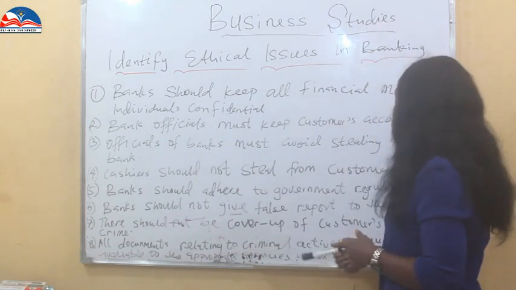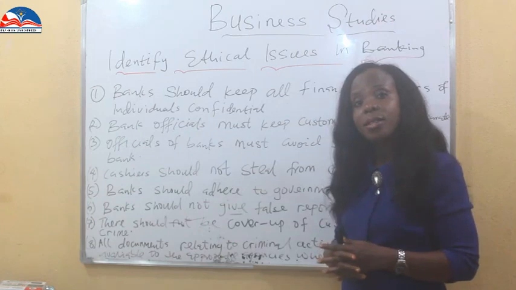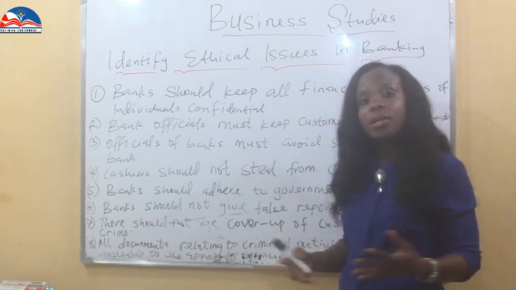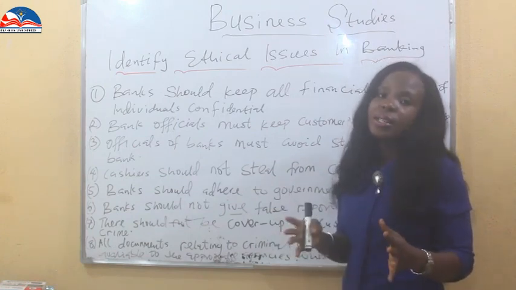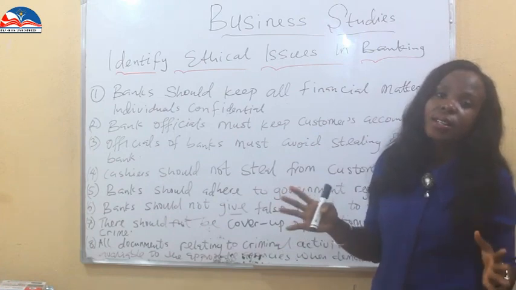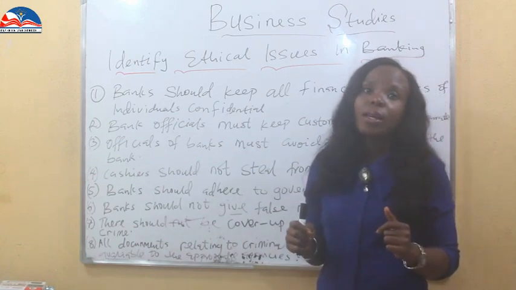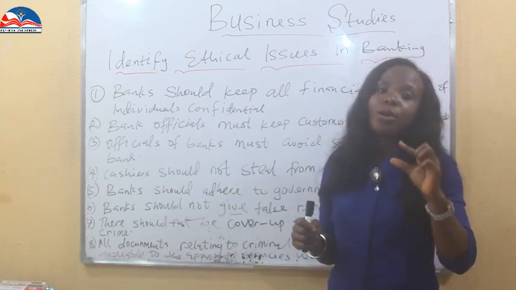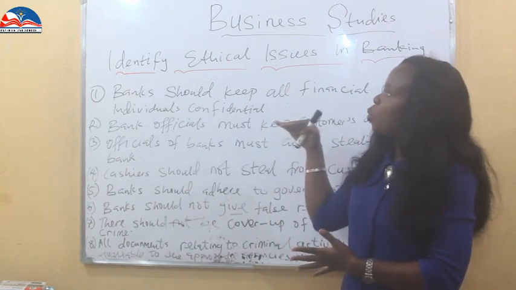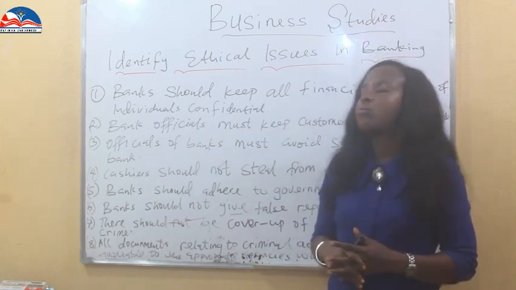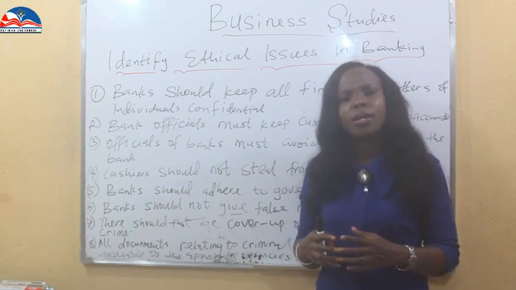All documents relating to criminal activity must be made available to the appropriate agency. Is it the EFCC? Is it the police? Is it the courts? Any agency that requires the financial statement of a customer, of an individual, the bank is bound to give out such. So these are ethical issues in the banking sector.